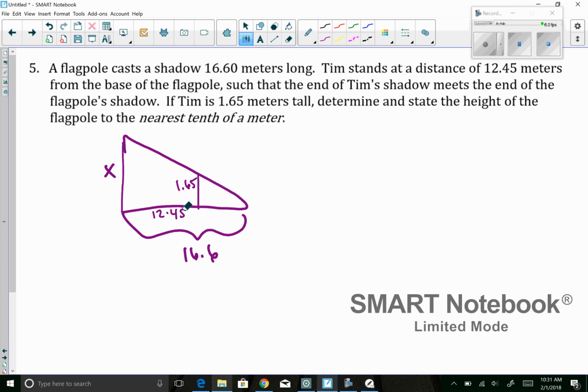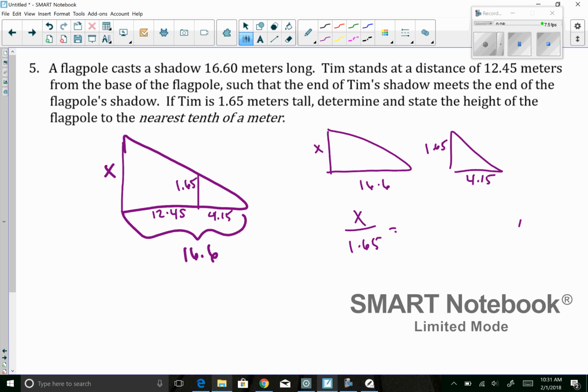So I need to figure out, well, how big is Tim's shadow? 16.6 minus 12.45 tells us Tim's shadow is 4.15. So if I redraw the two triangles, here's one, x and 16.6, and here's the other, 1.65 and 4.15. So I can say x compares to 1.65 the same way that 16.6 compares to 4.15. Do some cross multiplication, and we get 6.6 for my answer.